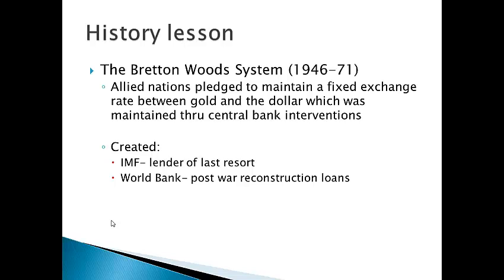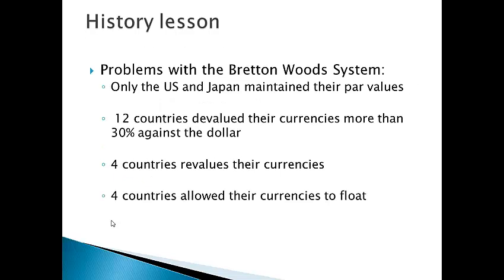into this system. Problems with the Bretton Woods system: only the U.S. and Japan actually maintained their par values relative to gold, or in Japan's case, relative to the dollar, as they said they would. 12 countries devalued their currencies more than 30% against the dollar. Remember, there's only 21 countries involved here. 4 countries entirely revalued their currencies, and 4 just walked away and allowed their currencies to float.